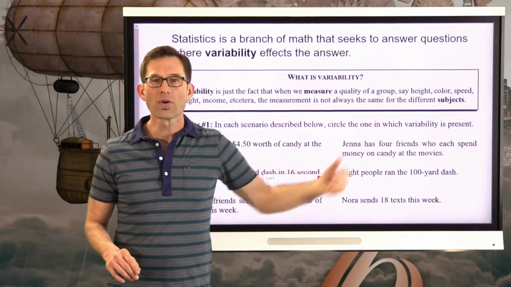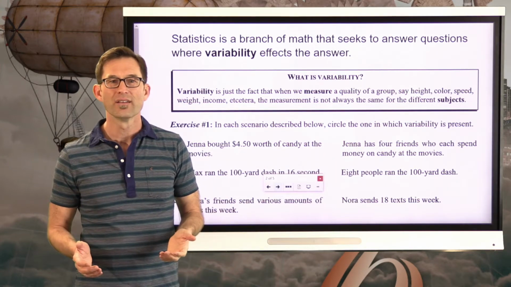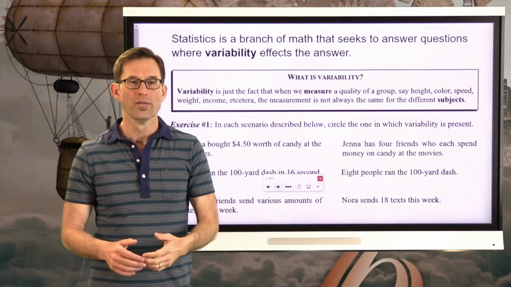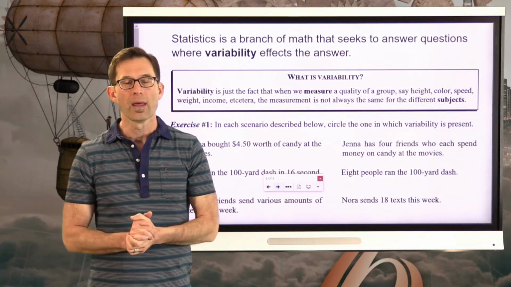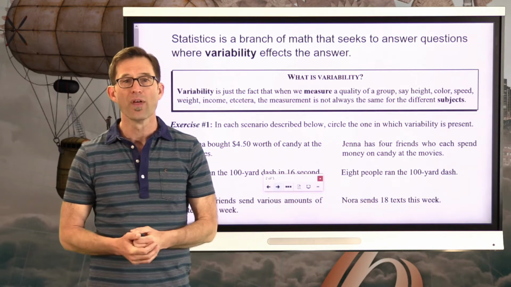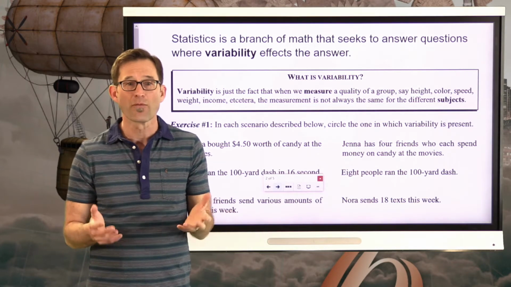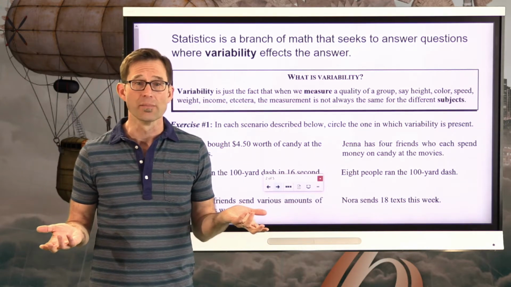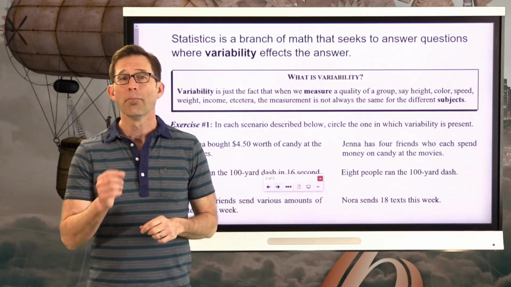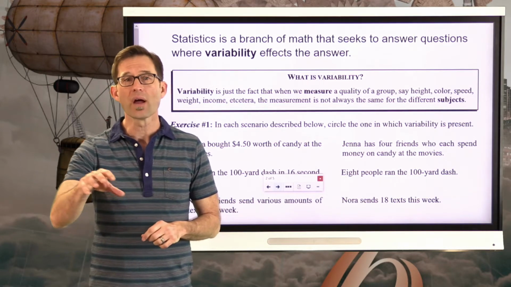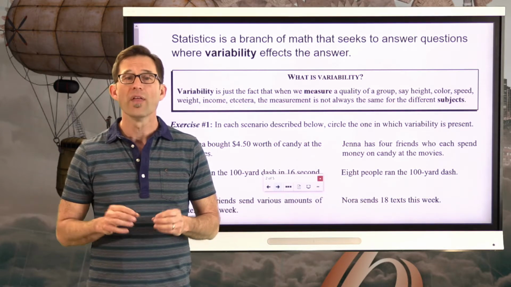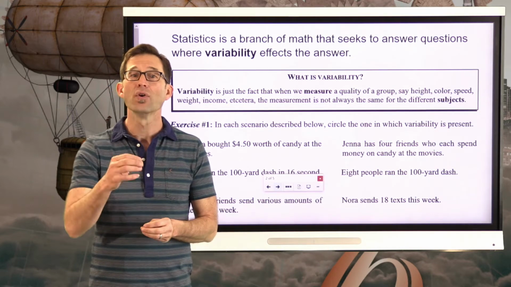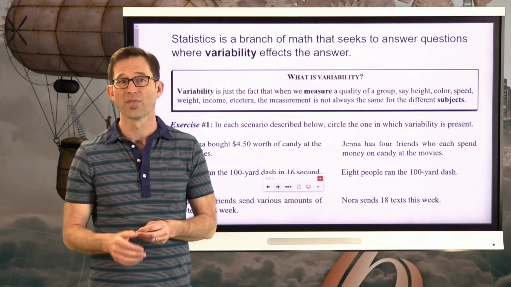The numbers aren't all the same for the different subjects. That's the whole idea. If we took a giant group of people or whatever, and we measured something about them that was the same for every one of them, then there'd be no variability, and it wouldn't honestly be very interesting. But typically, when we measure a quality about a group, there are differences in that quality amongst the group members. And those differences are what is known as variability.